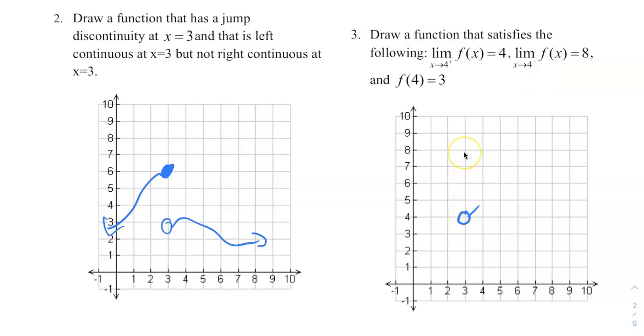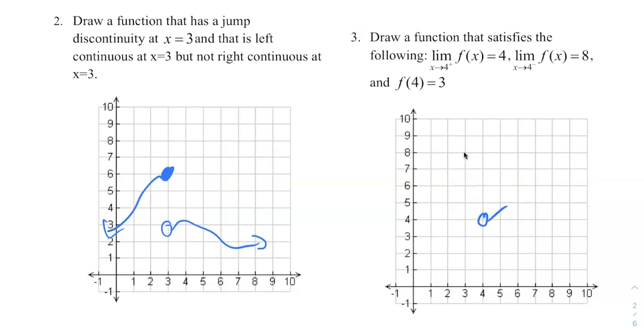So 8. What is with my eyes? 4. There we go. Alright, so there's 4. I was at 3 again. So there's 4 from the right, 4 from the left is 8. F of 4 should be 3. So that's the only closed circle.